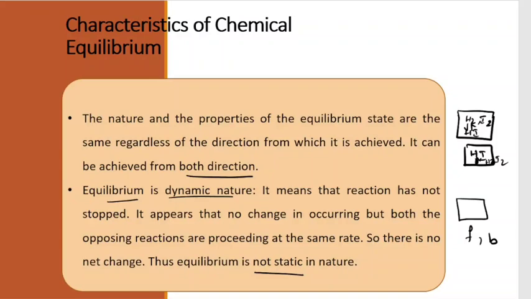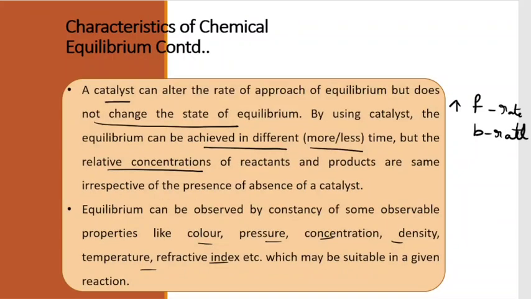Equilibrium can be attained from both directions. It is dynamic in nature. And the catalyst does not show any effect on the equilibrium state, but equilibrium can be attained quickly or in more time. The equilibrium can be achieved quickly, but the relative concentrations of reactants and products are the same.